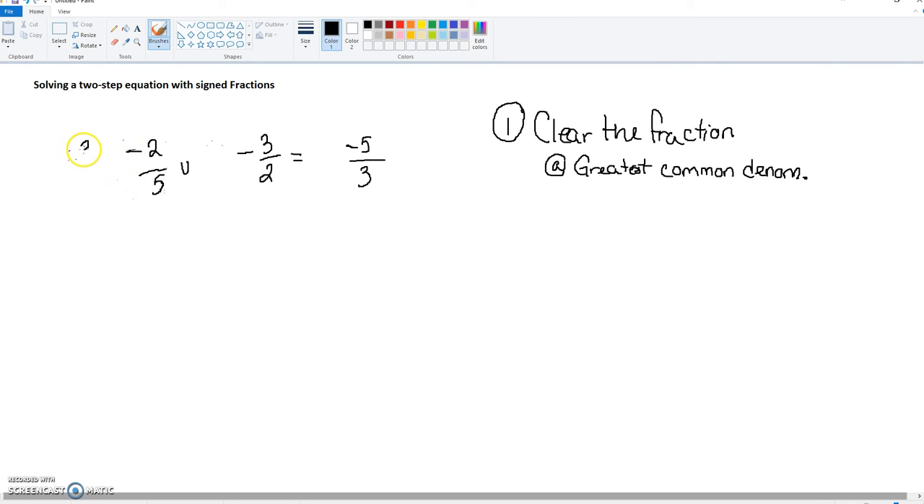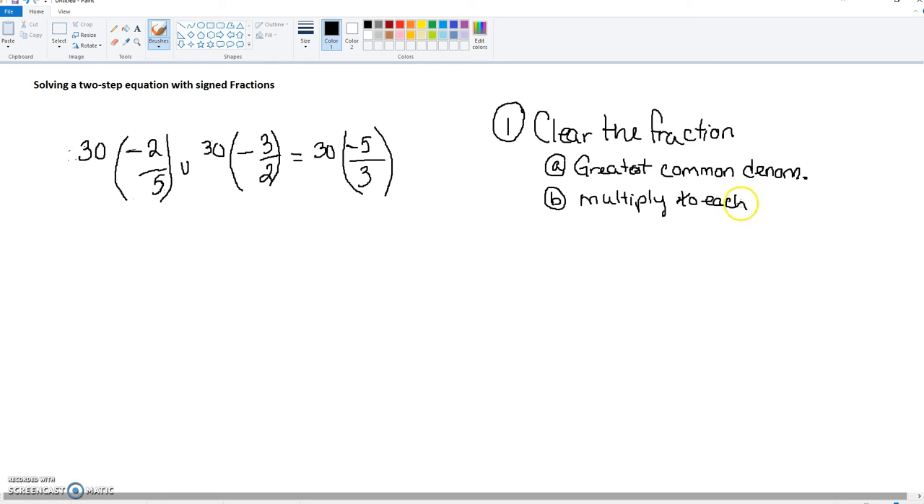So once we have identified 30 as the common denominator, we're going to take that and multiply it to each number. Notice I have my equation really stretched out here, and I'm putting the 30 in front of each of the numbers. Do not leave any number out. So our second step is going to be to multiply to each number.